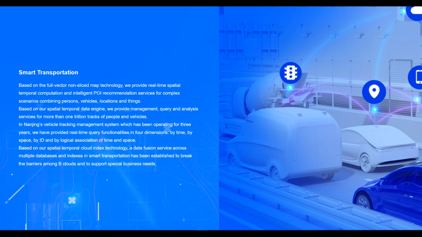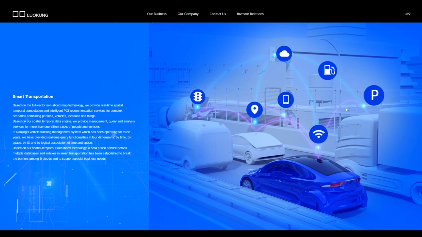Based on our spatial temporal data engine, we provide management, query, and analysis services for more than 1 trillion tracks of people and vehicles. In Nanjing's vehicle tracking management system, which has been operating for 3 years, we have provided real-time query functionality in 4 dimensions: by time, by space, by ID, and by logical association of time and space. Based on our spatial temporal cloud index technology, a data fusion service across multiple databases and indexes in smart transportation has been established to break the barriers among B clouds and to support spatial business needs. So guys, this is the first area where Luokung's spatial temporal technology will be used.